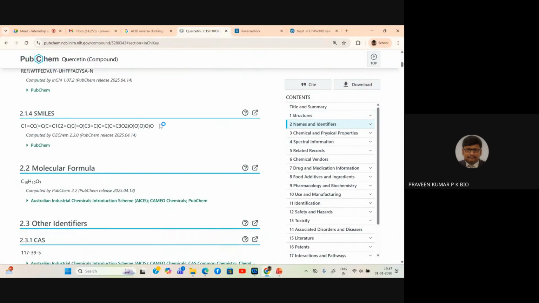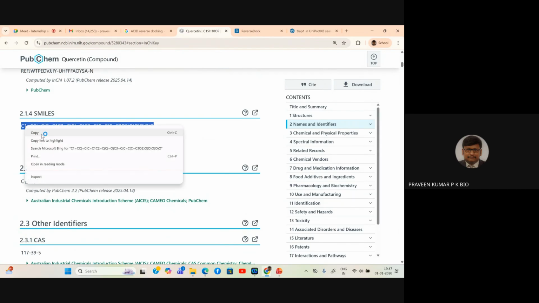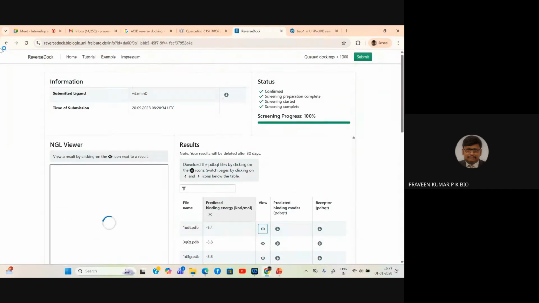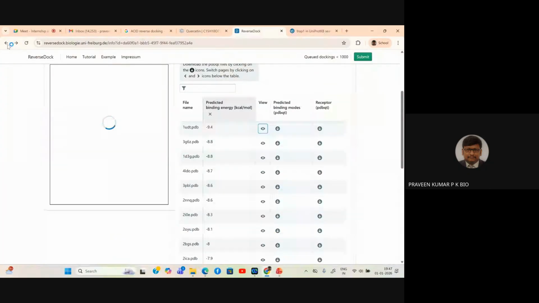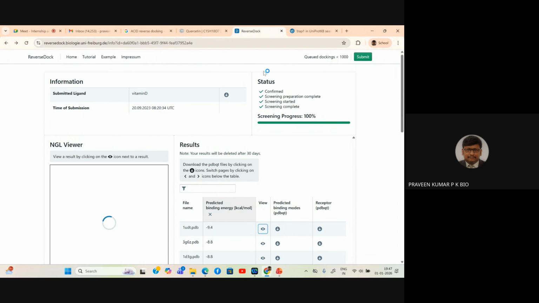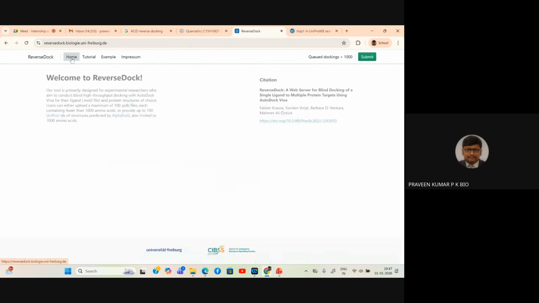See, I got the SMILES format now. So just copy the SMILES format. In ReverseStock, we have the ReverseStock home. Click submit.